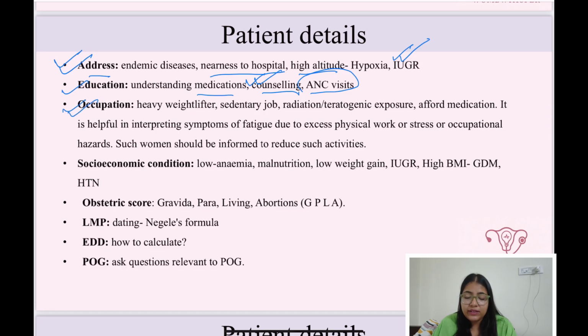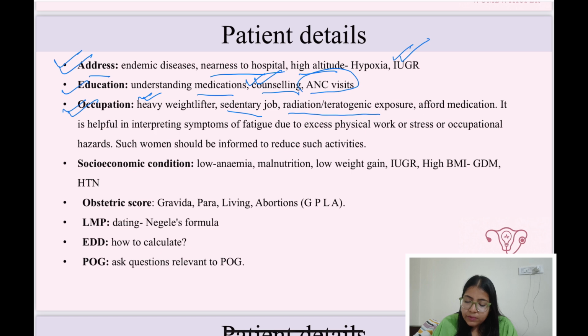Occupation, similarly, if the patient is, suppose, a heavy weightlifter, we tell her to avoid so much weightlifting during, like, the third trimester, or when she has had threatened abortion, we tell her to avoid strenuous activities. And if she has a sedentary job, then there is risk of GDM. If she has exposure to radiation and teratogenic drugs, like she is working in an environment where there is use of radiation or teratogenic drugs, knowing the occupation is important to make the patient understand to avoid these things, so as to avoid any complication in her pregnancy.